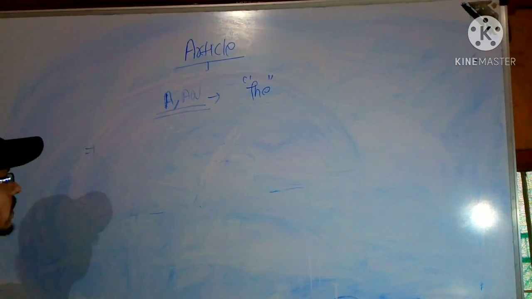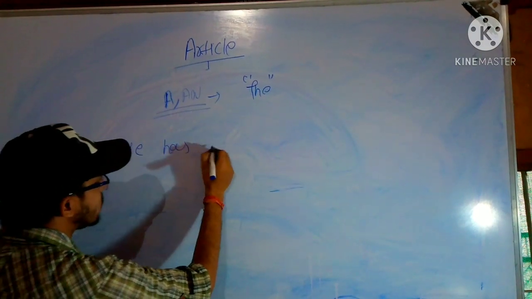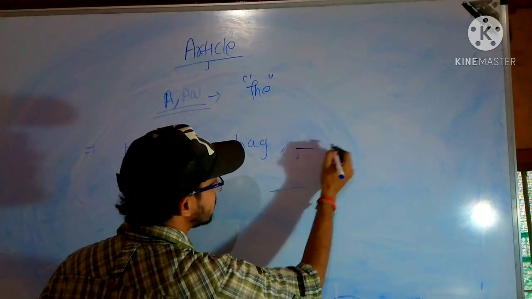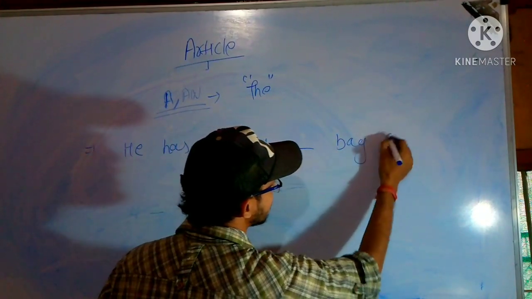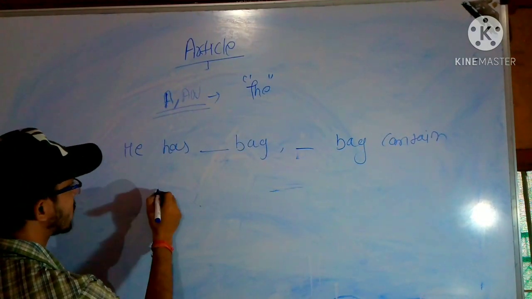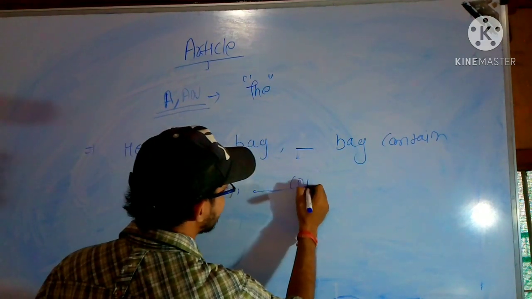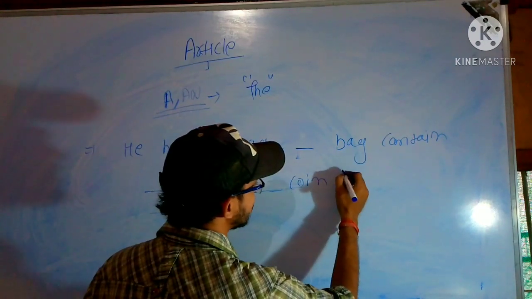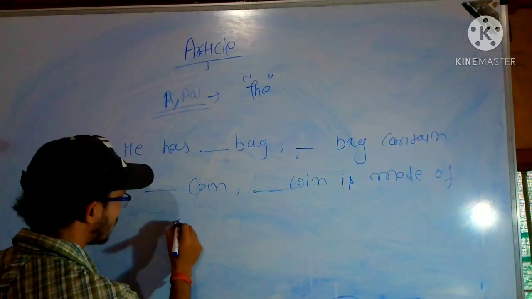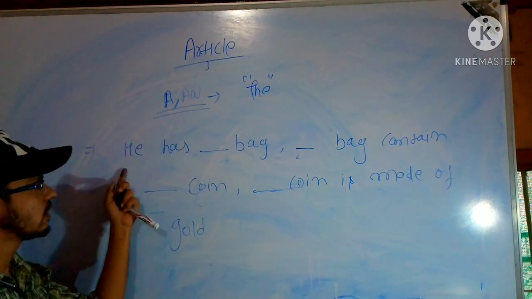The example is: He has a bag. The bag contains a coin. And the coin is made of gold. Now come here. What are we talking about? He is the subject.